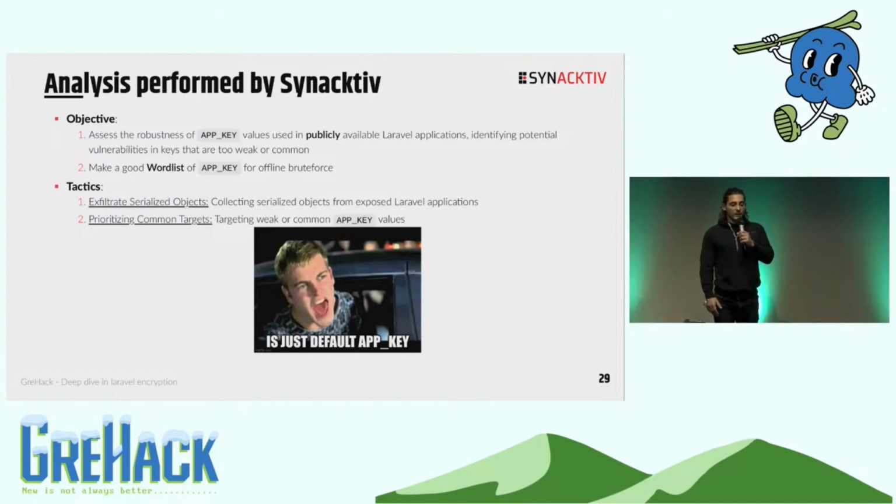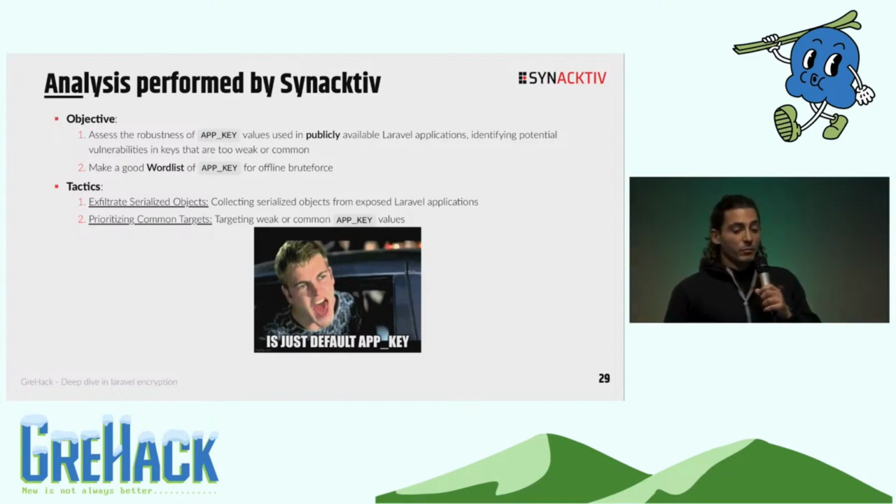So the first tactic is to exfiltrate serialized objects without interacting with a web server, collecting serialized objects from exposed Laravel applications. And the second one is prioritizing common targets, like a default app key, common weak app key values, or values from GitHub projects. So we're going to start.